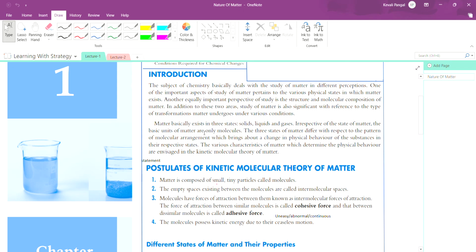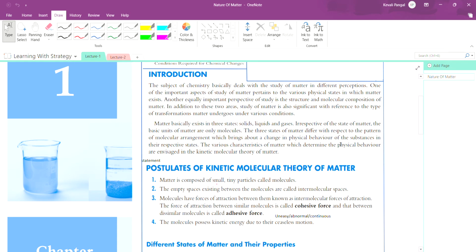So matter basically exists in three states, as we know: solid, liquid and gases. Irrespective of the states of matter, the basic units of matter are only molecules. As we have known, matter is that which has some mass. Mass means it is made up of something. We don't know what it is, but we state it as molecules. The simplest forms by which matter is made are called molecules.